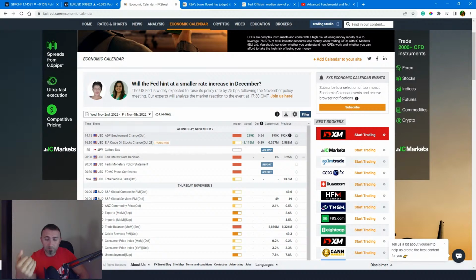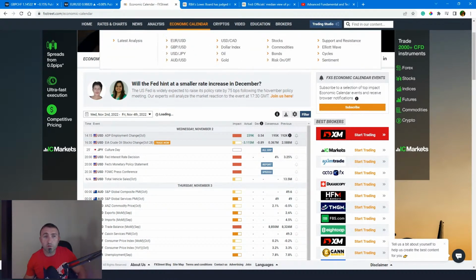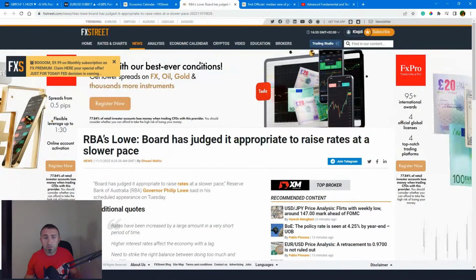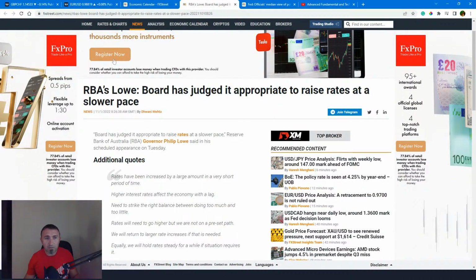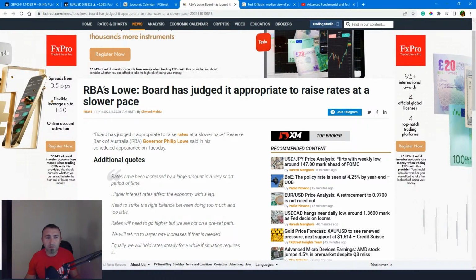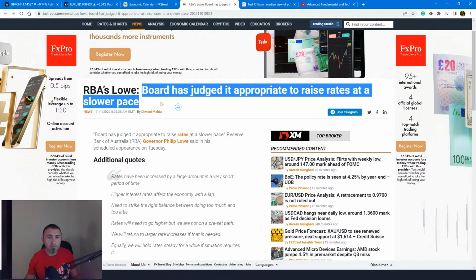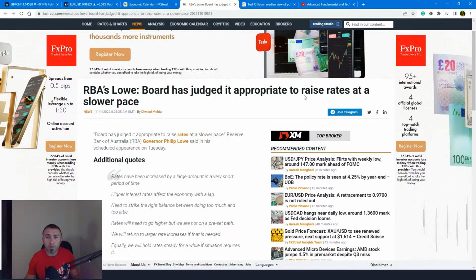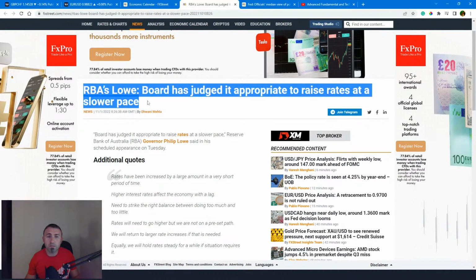However, we have to be careful because it's a very important event and we never know what they can discuss during the FOMC, what Powell is going to speak. As we have seen, we know very well that Powell speculates a lot with the news during this type of event. However, despite all of this, I was also looking at yesterday the Reserve Bank of Australia. We can see that the article yesterday morning said the board has judged it appropriate to raise the rates with a slower pace.